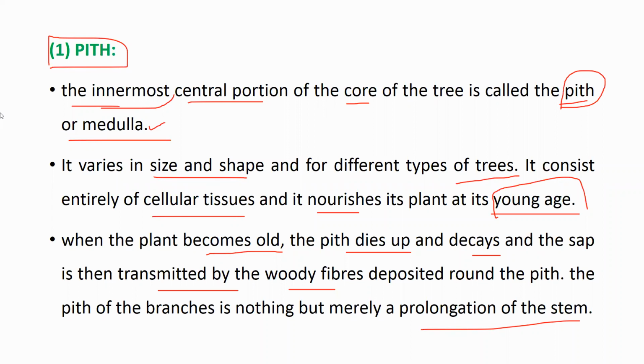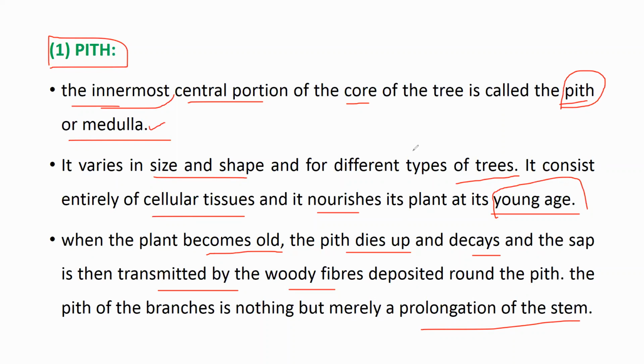But as the tree grows, the diameter of the stem also increases, right? At that time the centermost portion will die, and that is called pith. Then the remaining work, carrying the water and nutrients, will be taken up by the sap in the surrounding of the pith. So like this the formation of pith will be there.